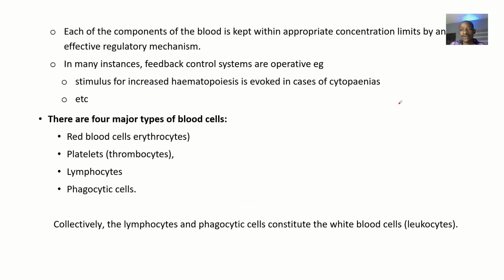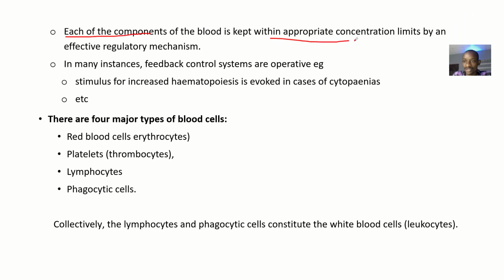Each of the components of blood is kept within appropriate concentration limits by an effective regulatory mechanism. In many instances, feedback control systems are operative. For example, the stimulus for increased hematopoiesis is evoked in cases of cytopenias.